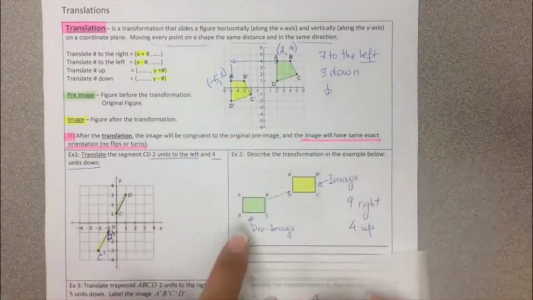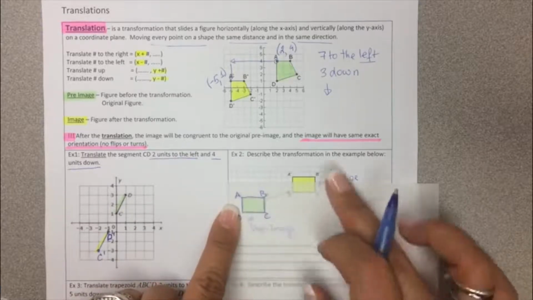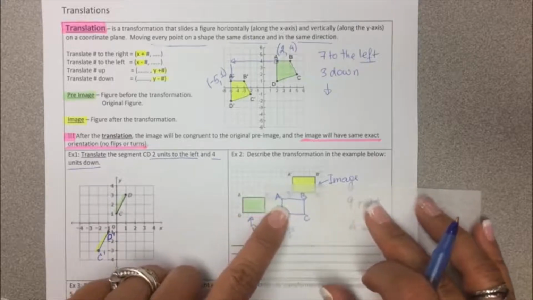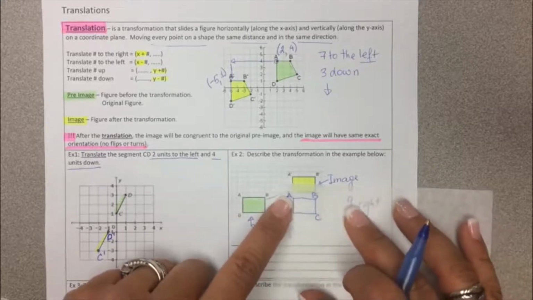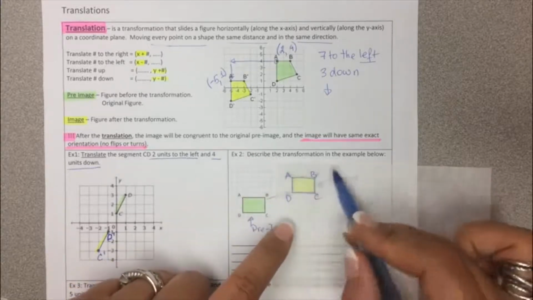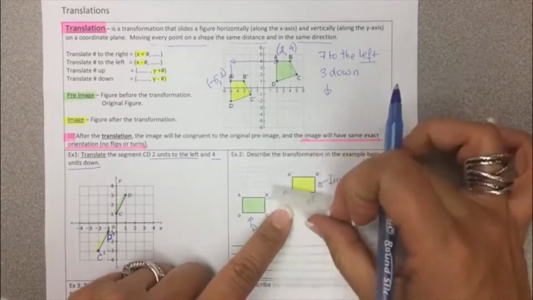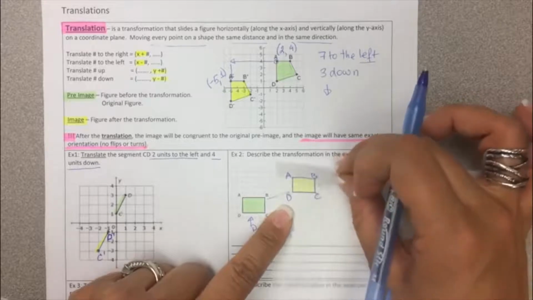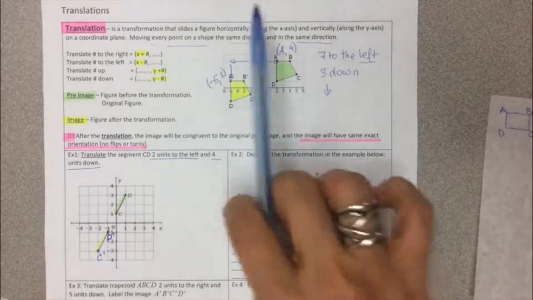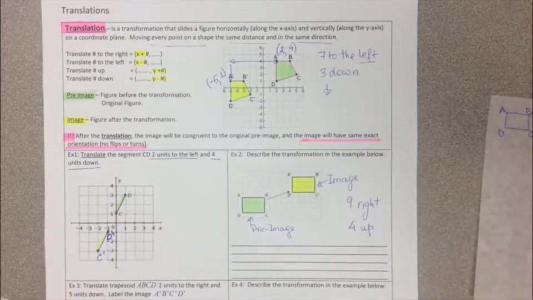So the translation from the pre-image, if moved 9 units to the right and 4 up, 1, 2, 3, 4, 5, 6, 7, 8, 9, and then 4 up, 1, 2, 3, 4, results in the image A prime, B prime, C prime, and D prime. And see how the vertices correspond to the vertices of the image as well. It's important that the image has the same exact orientation. So the rectangle has the same exact orientation and is the same size.